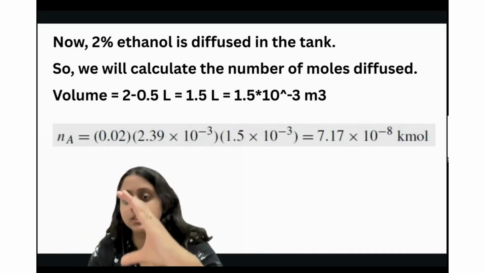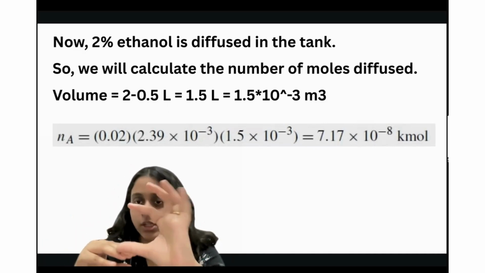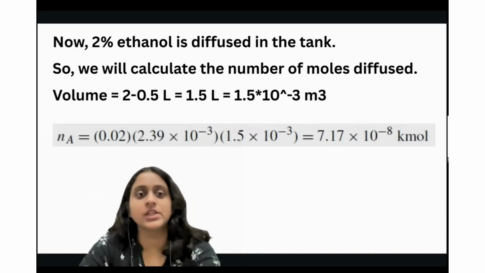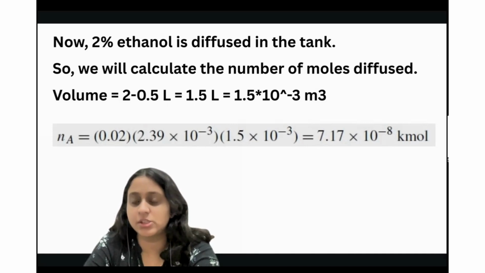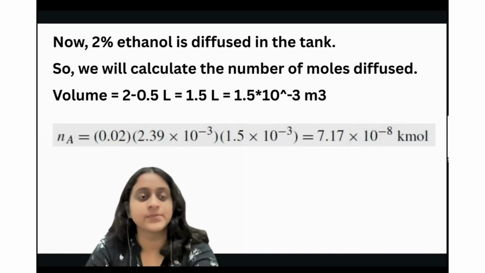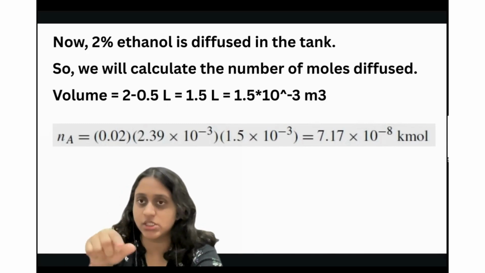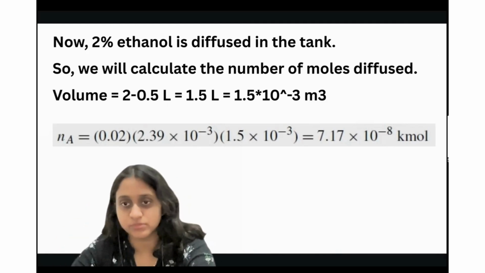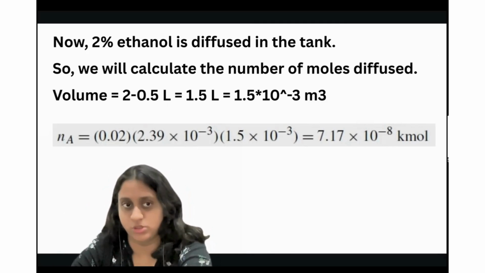Since this cylinder is 2 liter and the ethanol trapped is 0.5 liter, the remaining part will be the volume in which the 2% is diffused. So we consider 2 minus 0.5, which is 1.5 liter. Since the concentration is in kilomole per meter cube, we will convert this liter into meter cube. So the number of moles will be 2% of the concentration into the volume, because concentration is number of moles upon volume. So this will be 7.17 into 10 to the power minus 8 kilomoles.